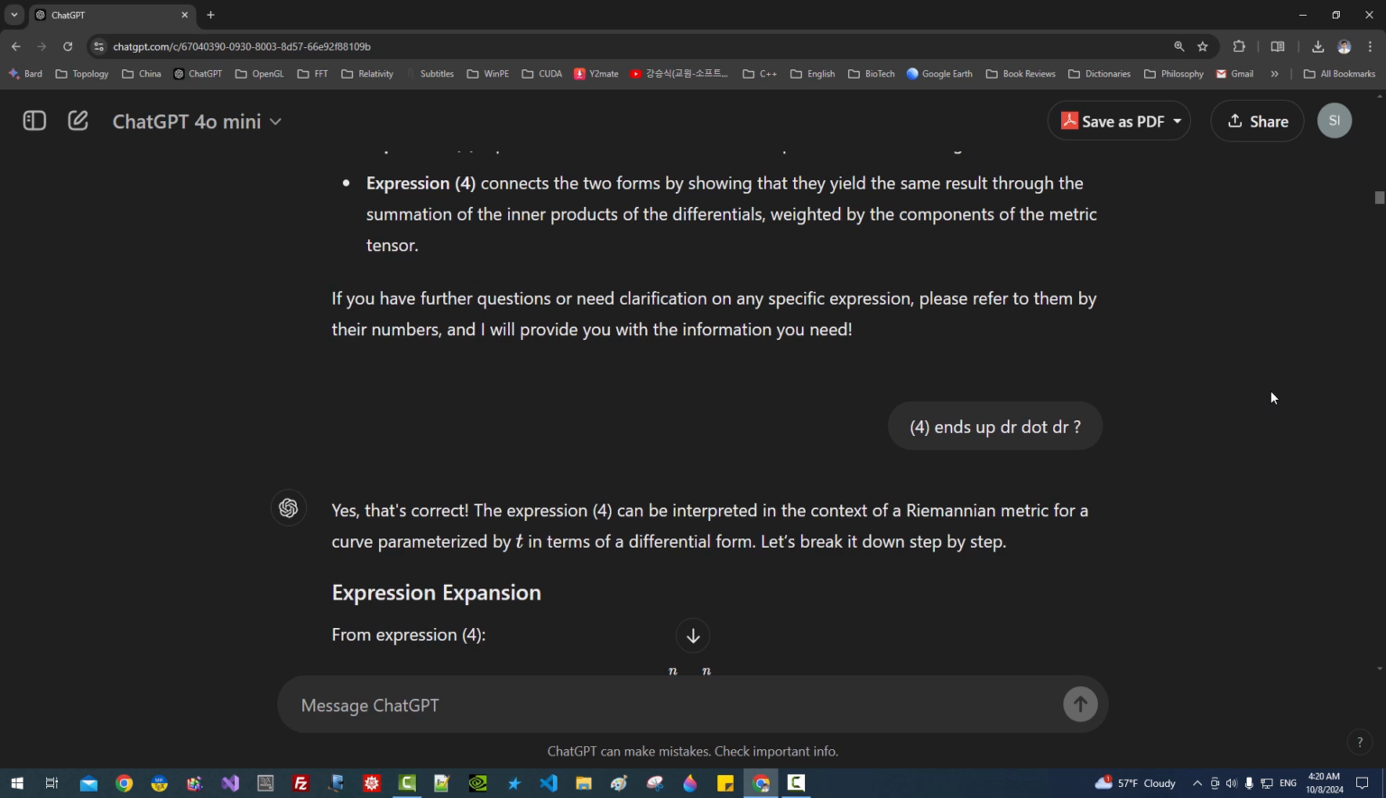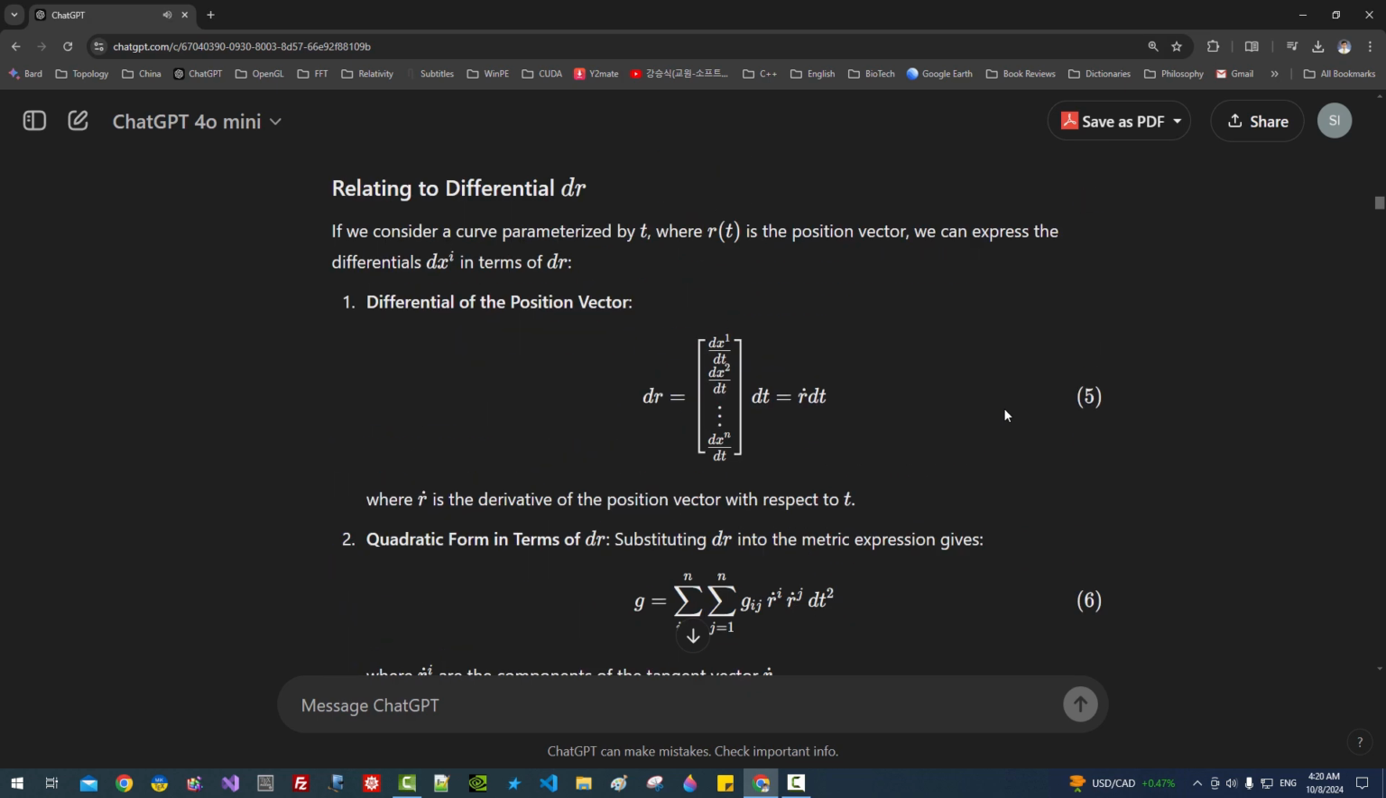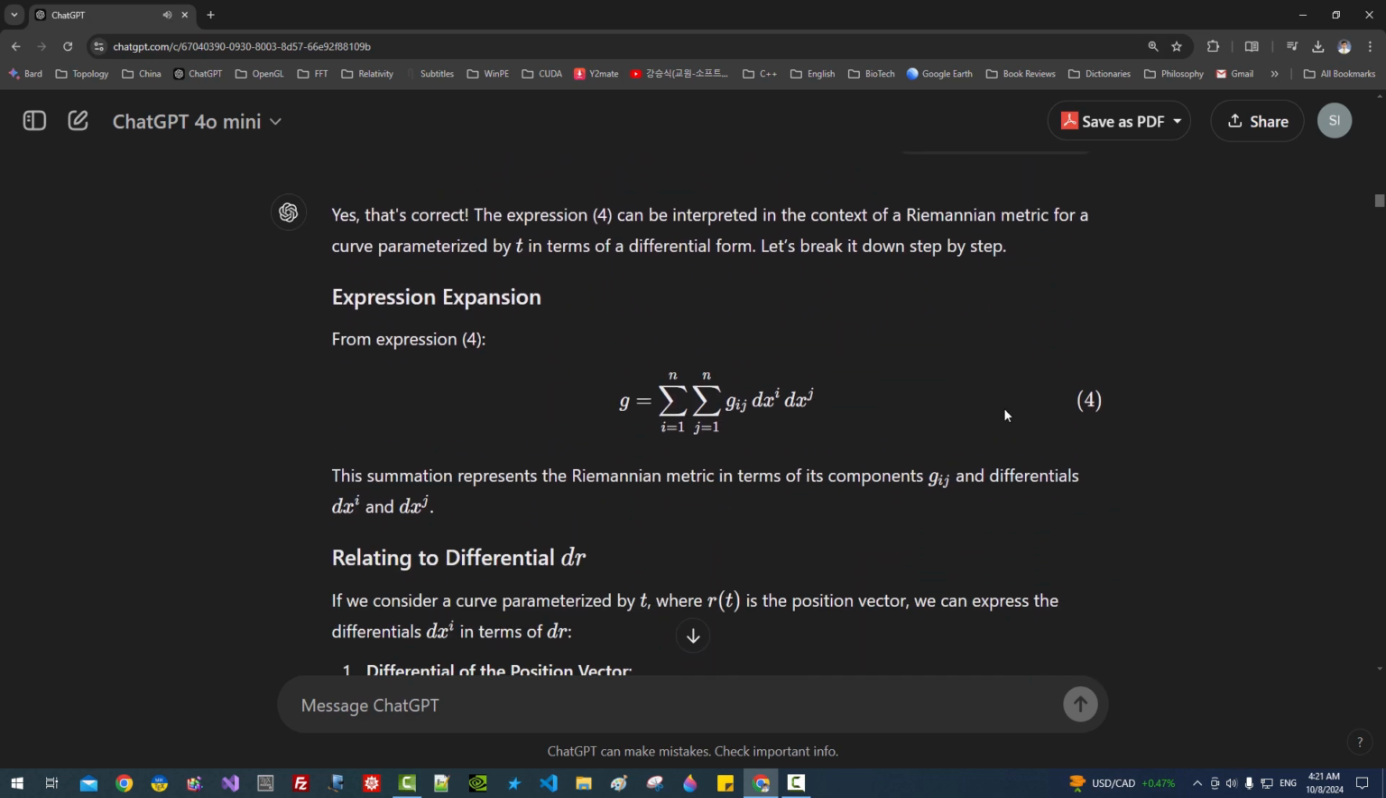Equation 4 ends up as dr. Yes, that's correct. The expression 4 can be interpreted in the context of a Riemannian metric for a curve parameterized by t in terms of a differential form. Let's break it down step by step.